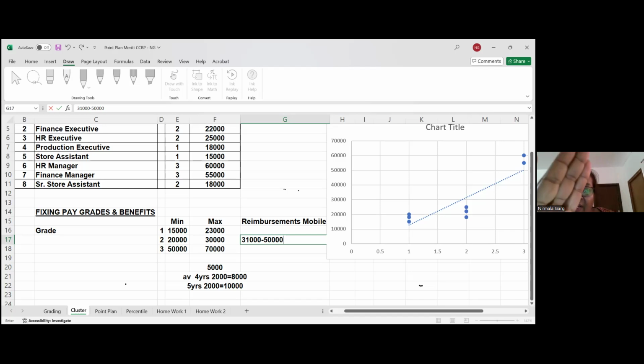Grade 2A, 20,000 to 30,000. Grade 2B, 31,000 to 50,000. Then grade 3, I can again have some sub-bands. Got it? So you are saying that we can create sub-bands by 1, 2, 3 till 50.